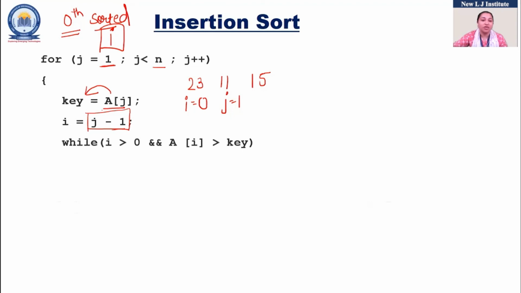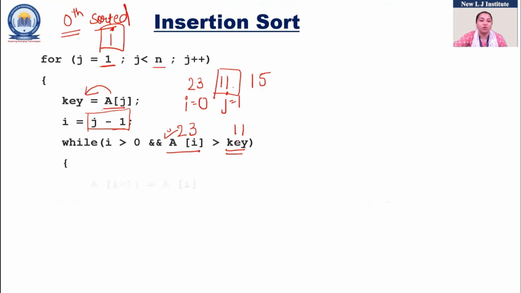Now we are going to compare key with A of I. Okay, so now our key is what? Our key is A of j, and A of j is 11. So here my key is 11. What is A of I? Currently A of I is 23. Okay, and if A of I is greater than key, meaning the key element is smaller, then what we will do? We will shift the previous element, meaning 23, at right side, right?